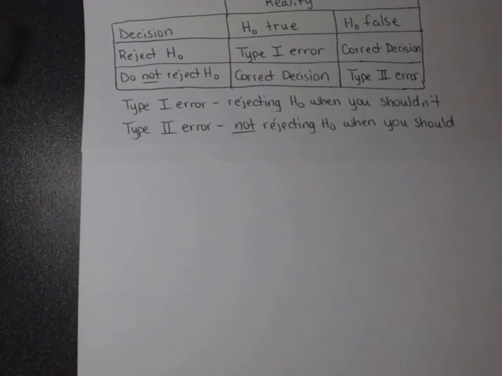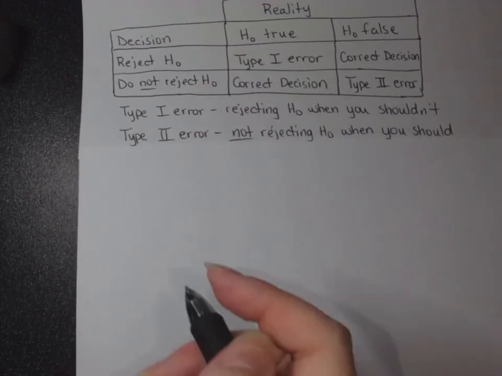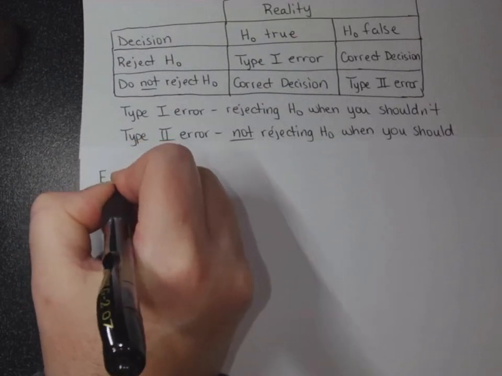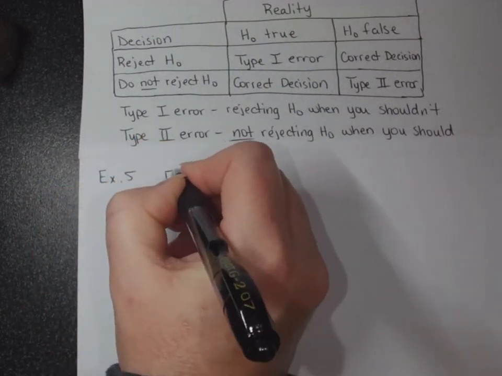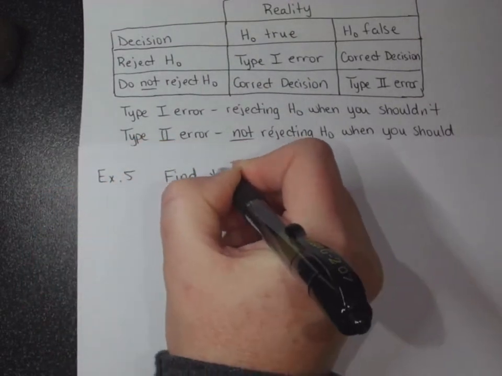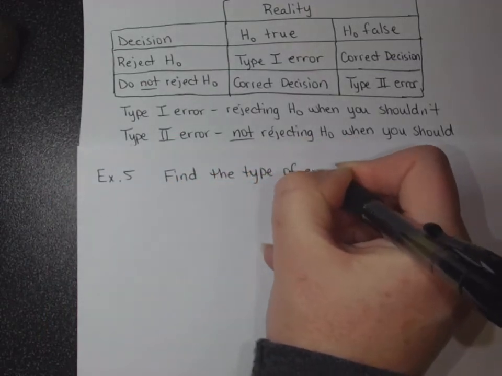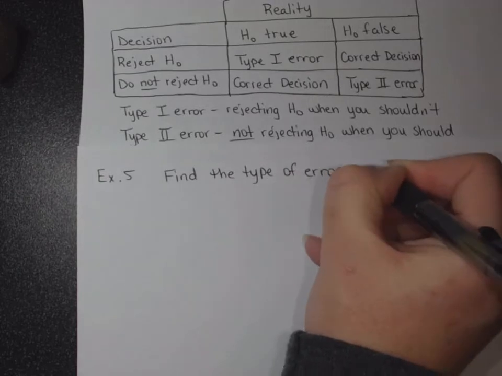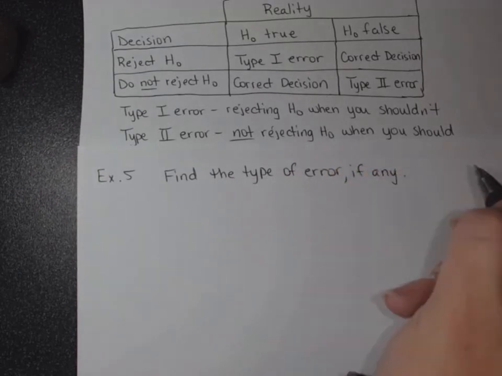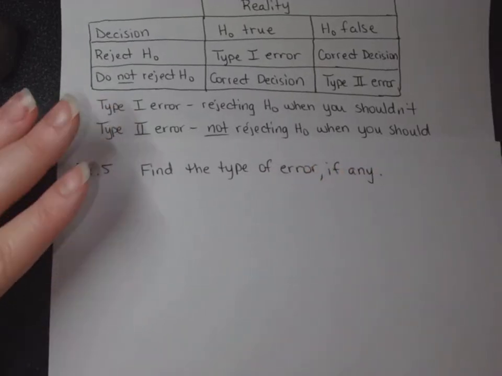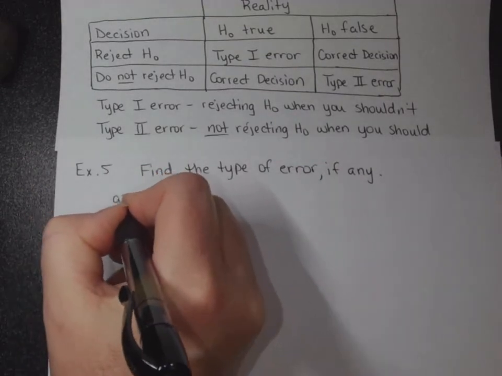All right, so for the last example in these notes, we're going to see if we can differentiate between those two types of errors. So I want you to find the type of error, if any. In other words, remember, sometimes we're making the right decision, right? We shouldn't always assume that there is an error at all. All right, so let's look at 3 scenarios.